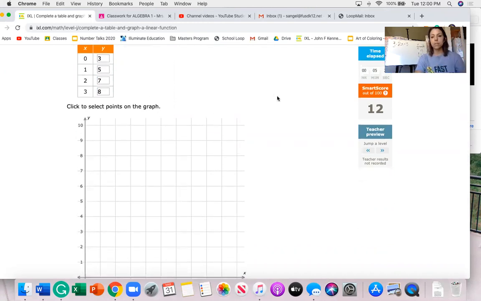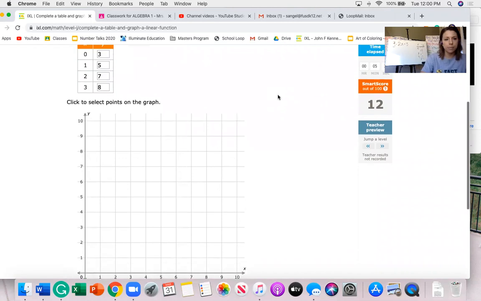Let's see what happens. So now I'm going to graph my solution line. Starting at 0, 3, and then my next point is 1, 5. Now my solution line has appeared. Now don't just go on to the next one. This is where you have to imagine that Mr. Adams and I are sitting there with you, asking you to check your work. We're going to check and see if 2, 7 and 3, 8 are also on that line.